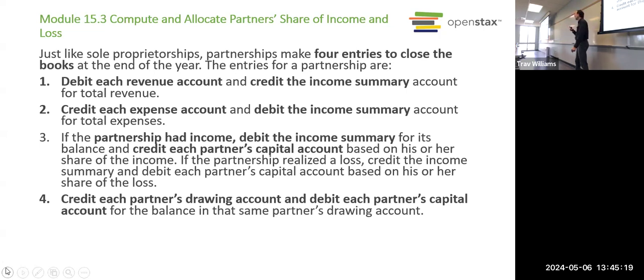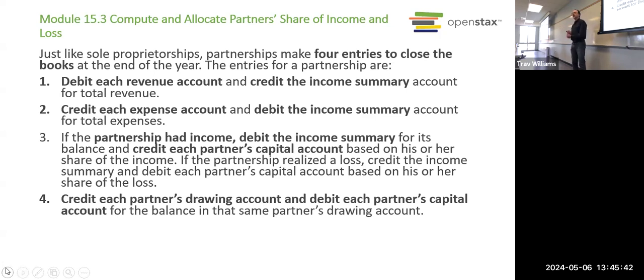But then when you get to step 3, here's where instead of retained earnings, the profit would go into the capital accounts of the partners. Or if there was a loss, it would come out of the capital accounts. Okay? So just think of the capital accounts of the partners as the retained earnings.